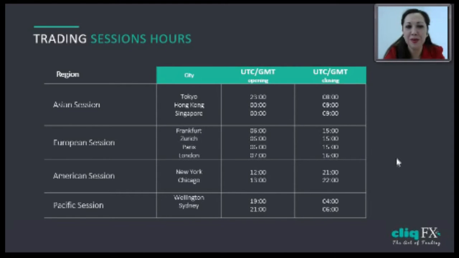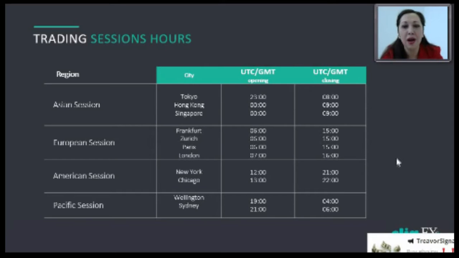The American session is represented by New York and Chicago, the most important powerhouses and stock exchanges. It starts in the afternoon and closes in the evening. So for people who work, this trading session is also very important and very popular. Of course, if you live according to your GMT time. But if you live in the UAE, your timing is different.